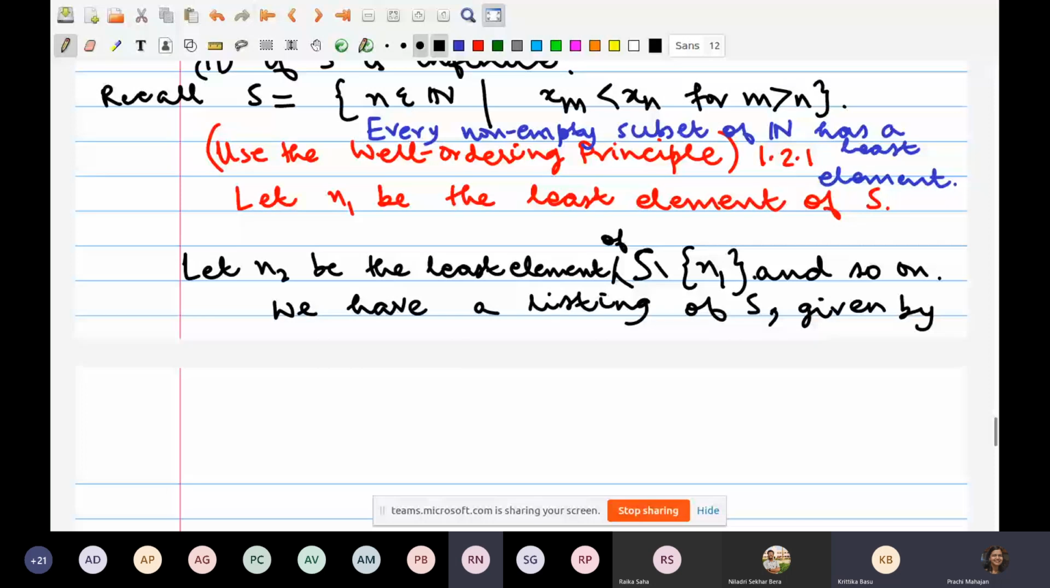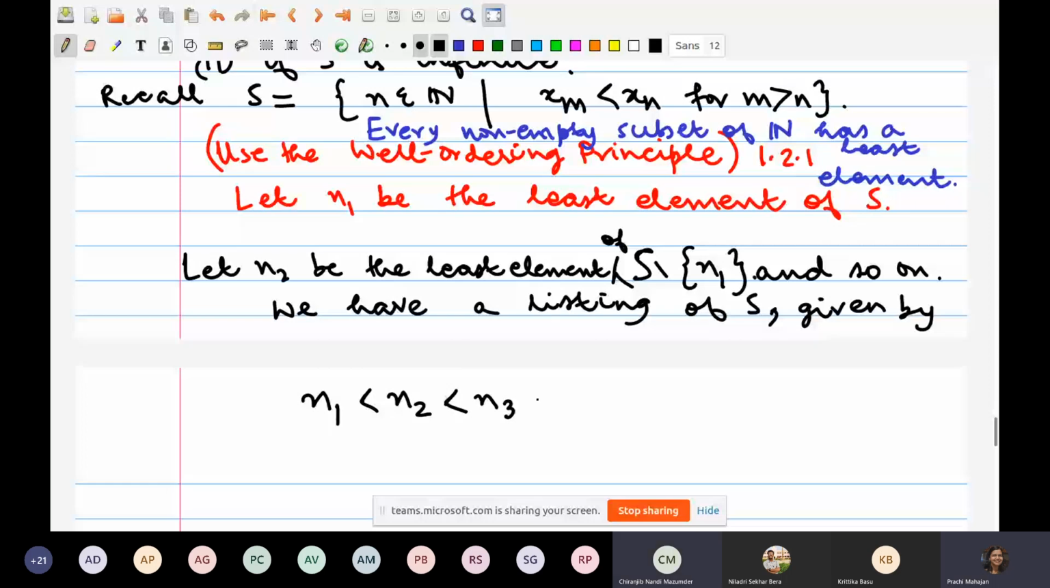N1 is less than N2, right? Correct? And the second stage, N2 is greater than N1. And you continue in this manner. So you will get N1, N2, N3, and all of these N1, N2, N3 are elements in S, right? All of them belong to S. Correct? Is that okay?